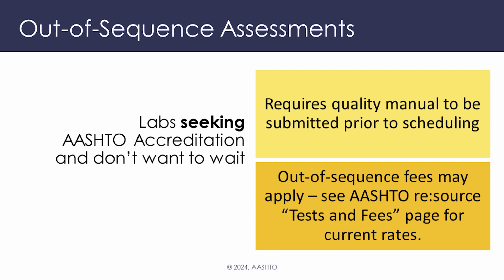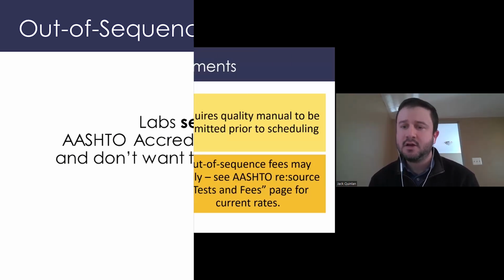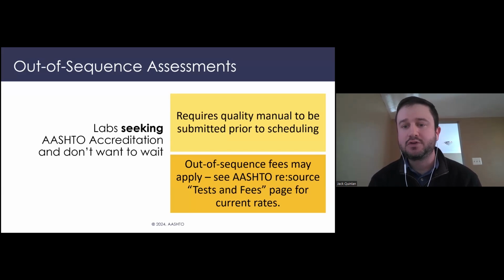These are for laboratories that are not currently accredited, but are seeking to become accredited and don't want to wait for us to come back around in sequence back to their state. We're generally a little more flexible with scheduling dates for these, but we do require a quality manual to be submitted before scheduling those dates. This is necessary so that we can verify that your laboratory has a functioning quality management system in place before we send an assessor across the country, only to find out that you don't.